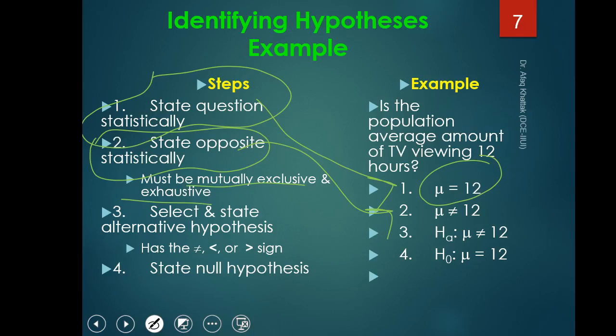Then we select and state the alternate hypothesis, and write it more formally: HA, the alternate hypothesis, is mu is not equal to 12, and H naught is mu is equal to 12. You can also write it above that. You can either state the null hypothesis at the third and the alternate hypothesis in the fourth.